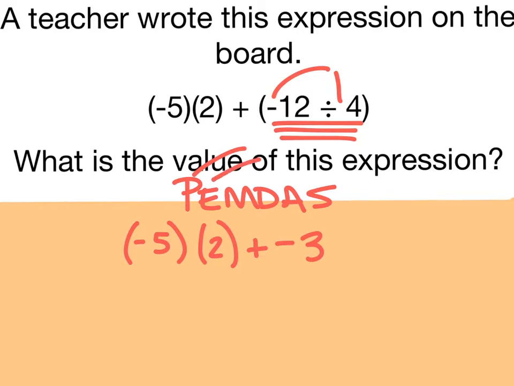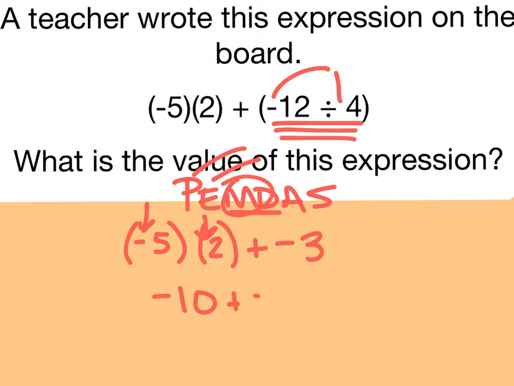We don't have any exponents. We're going to multiply or divide, whichever we see first. Well, in fact, we don't see any division, but we do see multiplication. So we're going to do that next. -5 times 2. What's 5 times 2? 10. One integer is negative, one's positive, so the solution is negative.